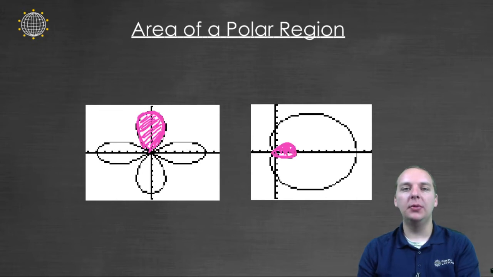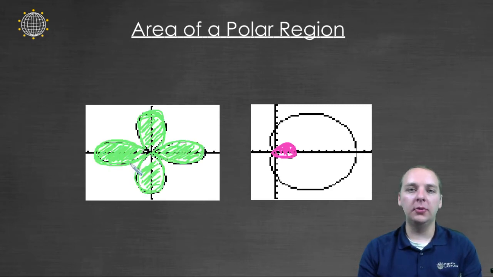Examples of areas of polar regions that we might want to find might be the area of one of the petals of a rose curve, or the area of just the inner loop of a limacon, or maybe even all the petals of a rose curve. These are very typical questions that we see from time to time. And it turns out there's just a formula that we use to get this area.